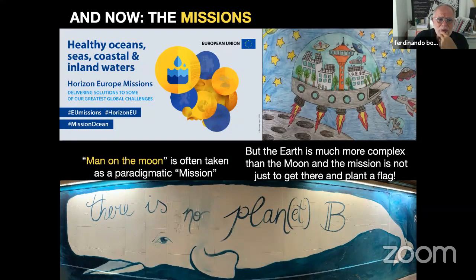Now we also made the missions. So: healthy oceans, seas, coastal and inland waters. The missions usually have a very specific target, and the paradigmatic mission is man on the moon. Go somewhere and plant a flag on a planet. We need much more than that. It's not a one-shot deal with a single big enterprise to be carried out, but there is a lot of complexity to take into account.